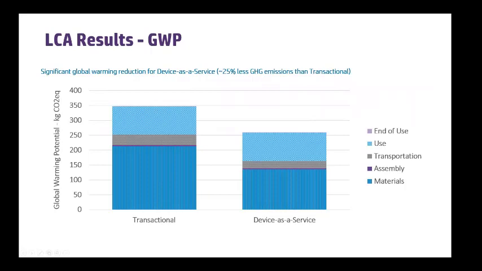Now the question came up immediately when we started looking at this: okay, how narrow are those parameters that we can get this? What if we change the lifetime of the PC? What if we change the refurbishment rate and all these other things that were very sensitive to the profitability of the business model? And how did those affect the environmental outcomes?